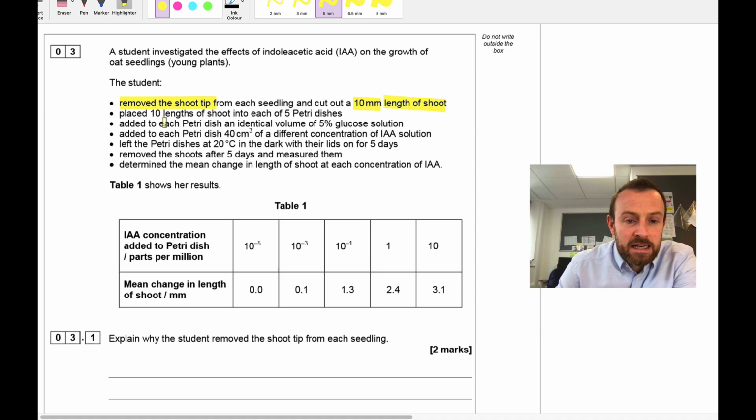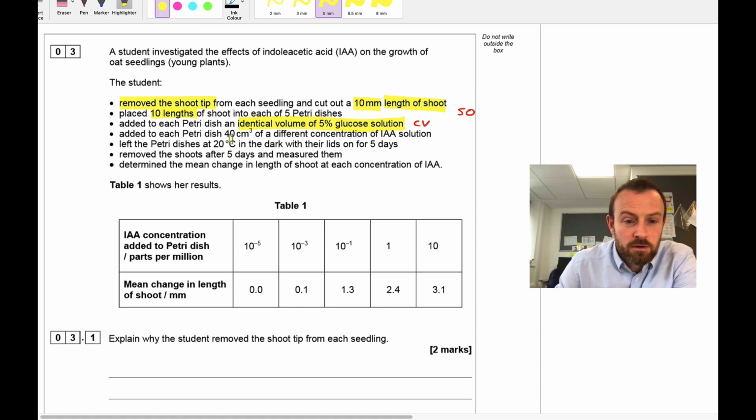They placed 10 lengths of shoot into each of 5 petri dishes. So I guess they need 50 bits of shoot. I'm just going to write that down there. And that's repetition, isn't it? 10 lengths. So we're probably going to calculate a mean, I'd imagine, from the 10. Added to each petri dish an identical volume of 5% glucose solution. So that's a control variable. We've got same volume and 5% glucose solution.